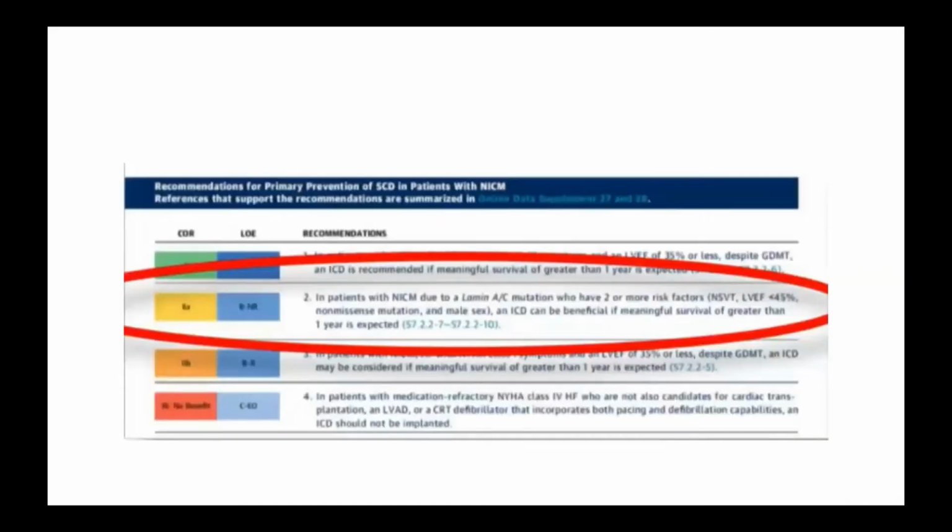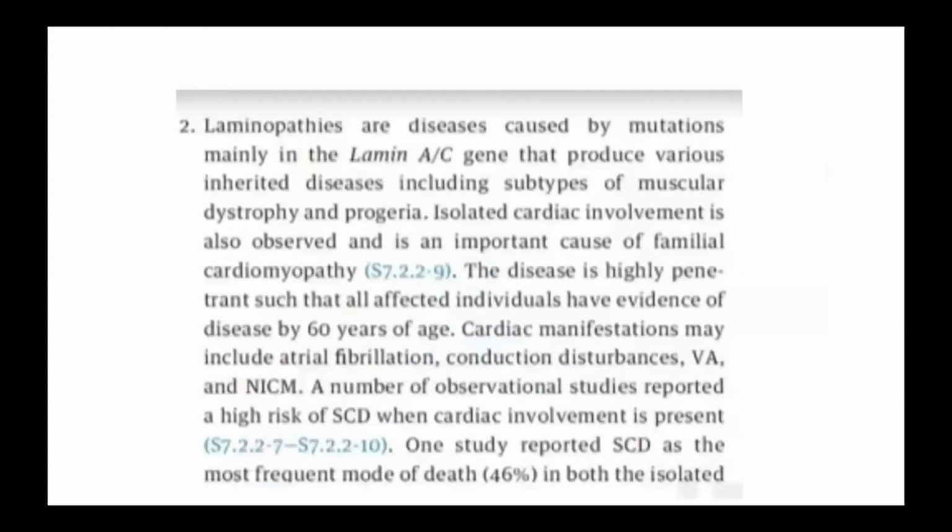Am I right? In non-ischemic cardiomyopathy, mainly due to lamin A and C mutation, we take ejection fraction less than 40%. Laminopathy is a disease caused by mutation mainly in the lamin AC gene that produces various inherited diseases, including subtypes of muscular dystrophy. Isolated cardiac involvement is also observed and is an important cause of familial cardiomyopathy. It is highly penetrant, such that all affected individuals have evidence of disease by a certain age. The manifestations may include inflammation. A number of observational studies reported that they are at risk of sudden cardiac death. So that's why the ICD is a candidate here in this specific group.